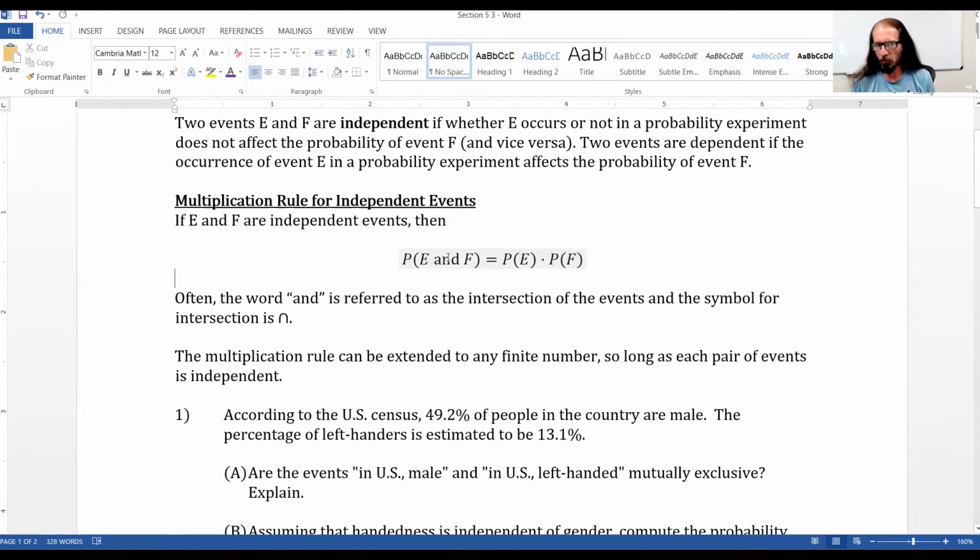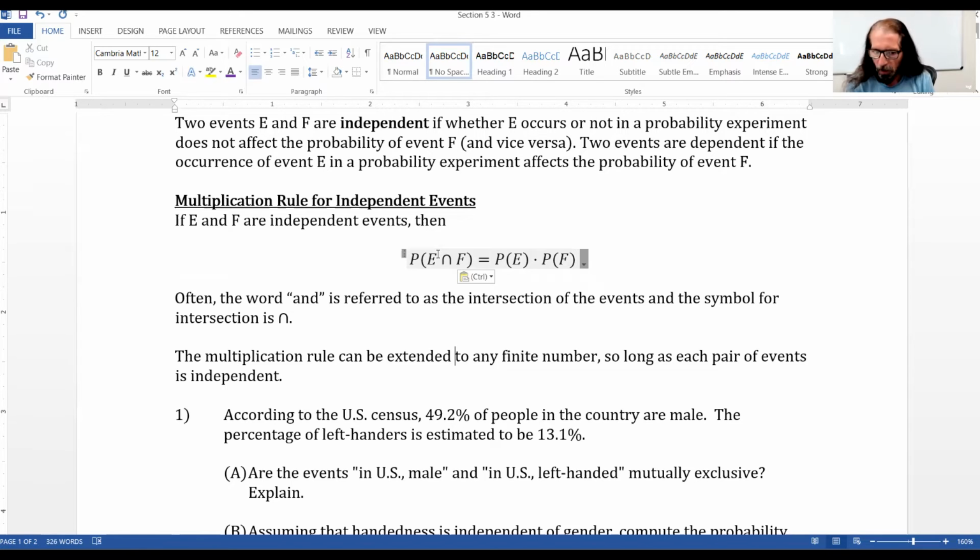But when the product P of E times P of F does not equal the probability of E and F, then you don't have independent events. As a little side note, some textbooks refer to E and F both occurring as the intersection of those two events and use this symbol. Whether your textbook uses that or not, depends.